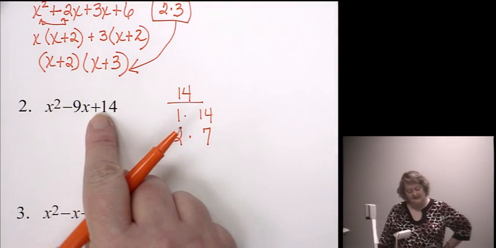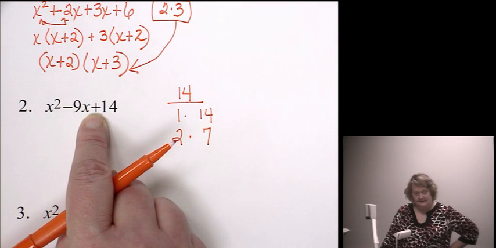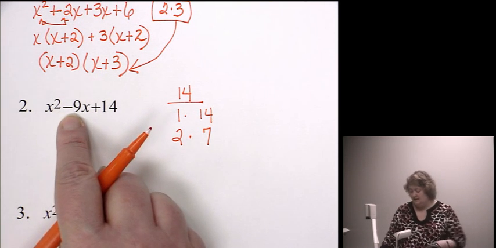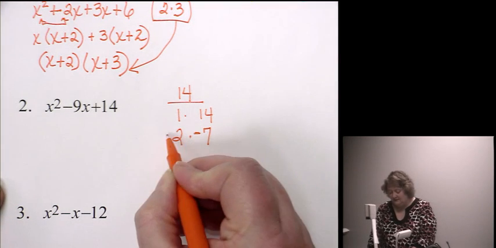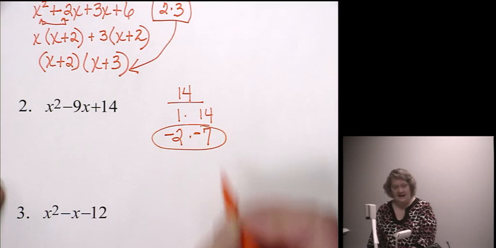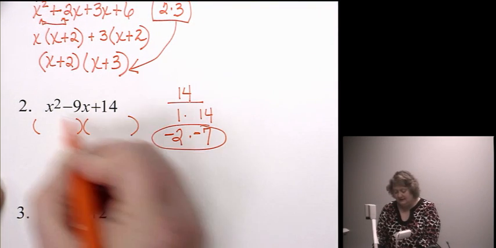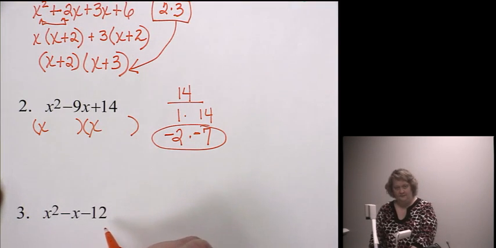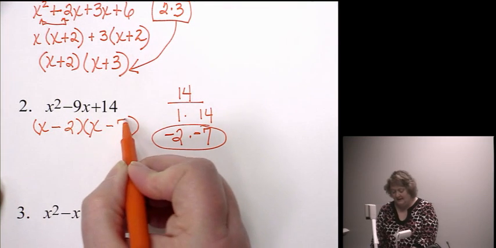Our rule of signs says when the last term is positive, we want to add to be the middle term, and both signs have to be the same as the middle term. Well, 2 and 7 will add to be 9, and they both need to be negative. So we're going to draw our two parentheses. To get the x, we'll put an x there and an x there. That's going to be a minus 2 and a minus 7.